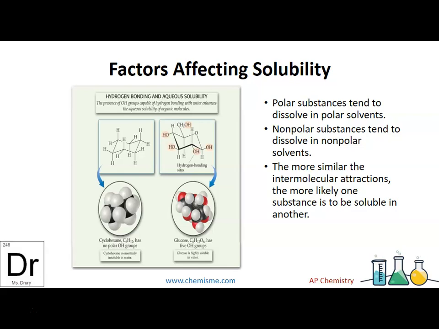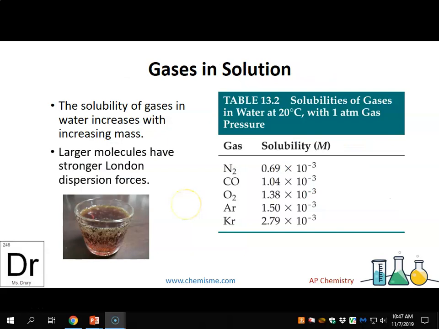The factors that affect the solubility was whether the substances are the same polarity. Polar dissolves polar, and nonpolar tends to dissolve nonpolar substances. So the solubility of gases in water increases with increasing mass. The larger molecules will have stronger London dispersion forces, and so they'll dissolve a little bit better because they have stronger forces, more like water.